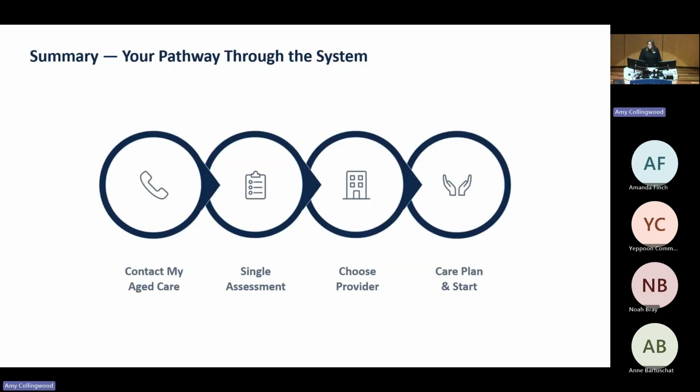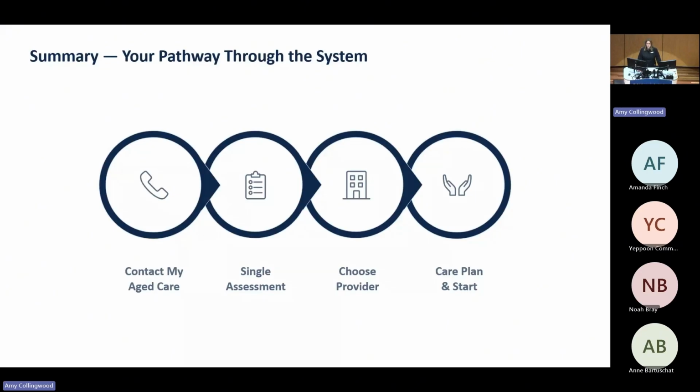So in summary, the pathway through the system is, first of all, contact My Aged Care. If you're already in the system and you're noticing that things are getting a little bit more difficult, request another assessment. Really important. I prefer that assessments are done face-to-face because you get a better indication of what people are actually struggling with than over the phone.